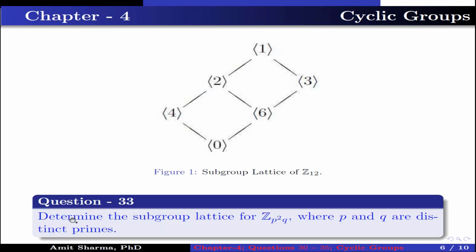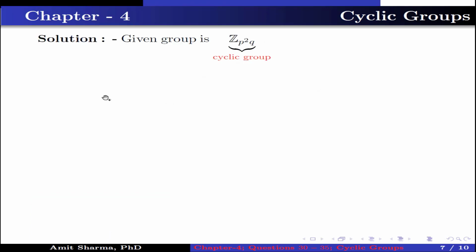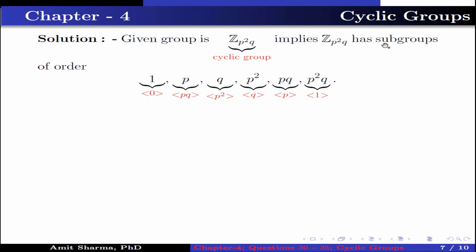Question number 33. Determine the subgroup lattice for Z_{p^2 q}, where p and q are distinct primes. Now the given group is Z_{p^2 q}, which is a cyclic group. This implies Z_{p^2 q} has a subgroup of order 1, which is generated by 0; p, which is generated by pq; q, which is generated by p^2; pq, which is generated by p; and p^2 q, which is generated by 1.